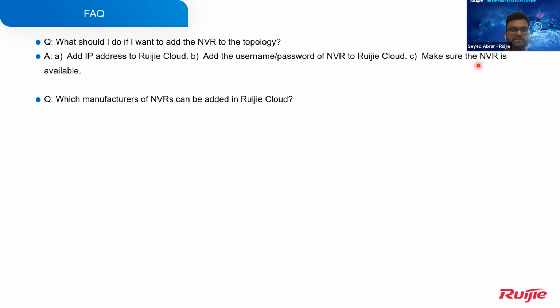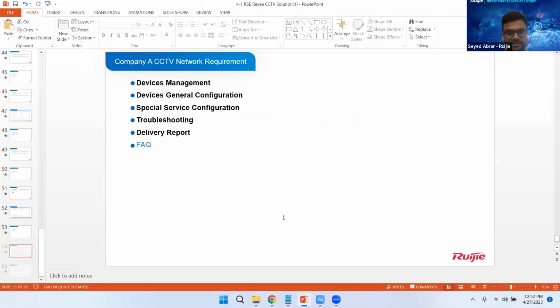There are so many people having a question, which manufacturer of NVR can be added to the cloud? So currently we support Hikvision, Dahua, Tiandi, Univ, and Huawei. This information can be added into the Reyee cloud. I can show you when you add to the Reyee cloud. In the previous slides, I showed you what information you can add on the NVR. Or you can show from the real topology. Quickly I can show here.